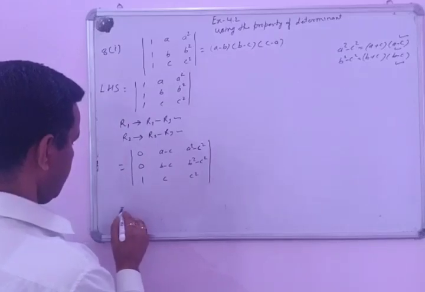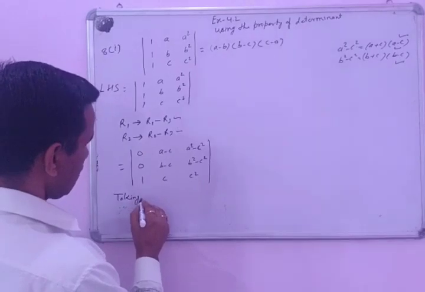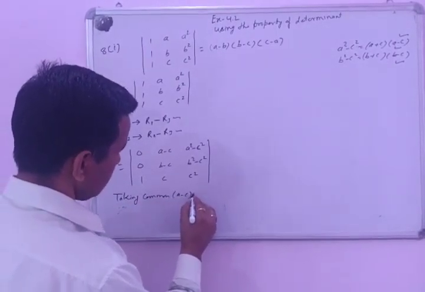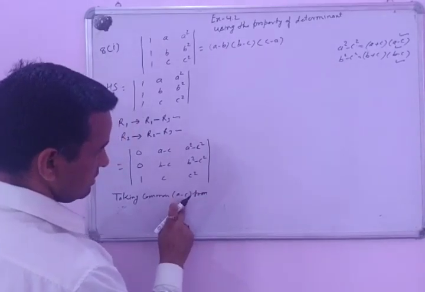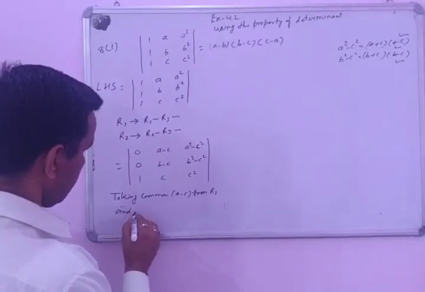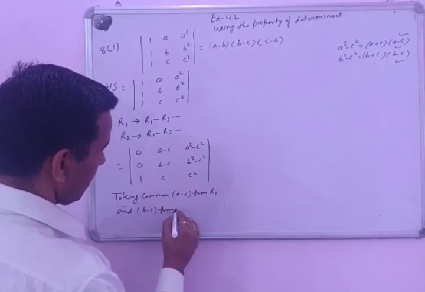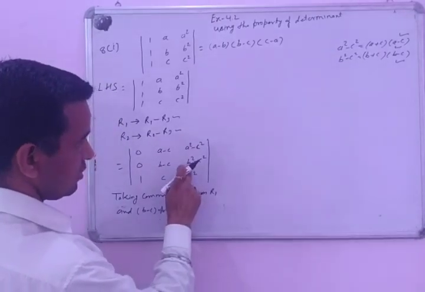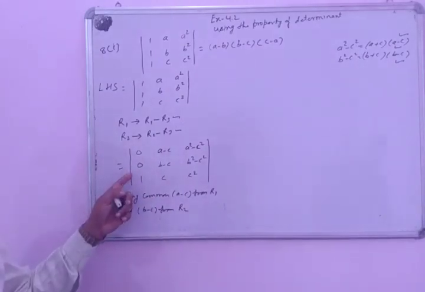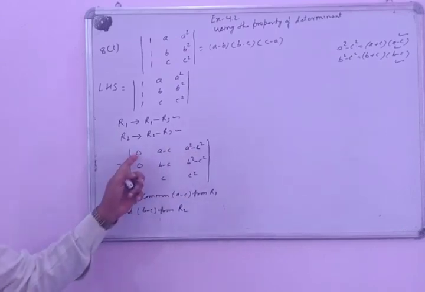So now I will write here, taking common a minus c from R1 and b minus c from R2. B minus c is also available here. If B minus c gives zero, it is a factor of this, so b minus c is also here. Similarly, a minus c is also here.